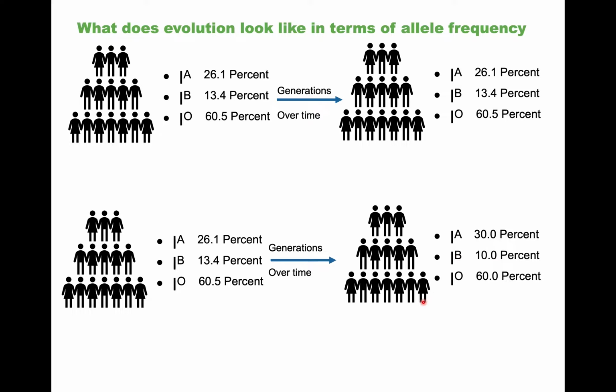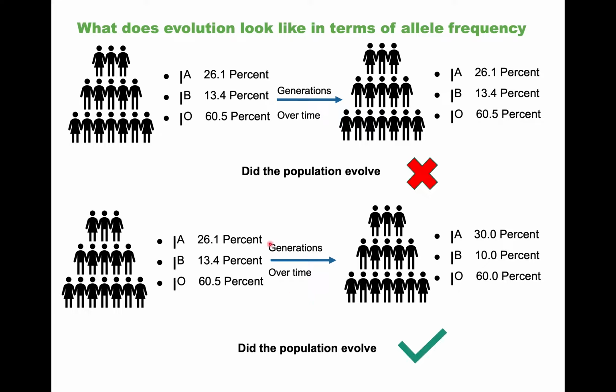So the question is, which one of these populations has evolved with respect to this gene? Did the top population evolve with respect to this gene? The answer is no, because the allele frequencies have not changed. What about the population in the bottom? The answer is yes, because the percentages of these alleles have changed over time. So that's the modern way of looking at evolution in a population.